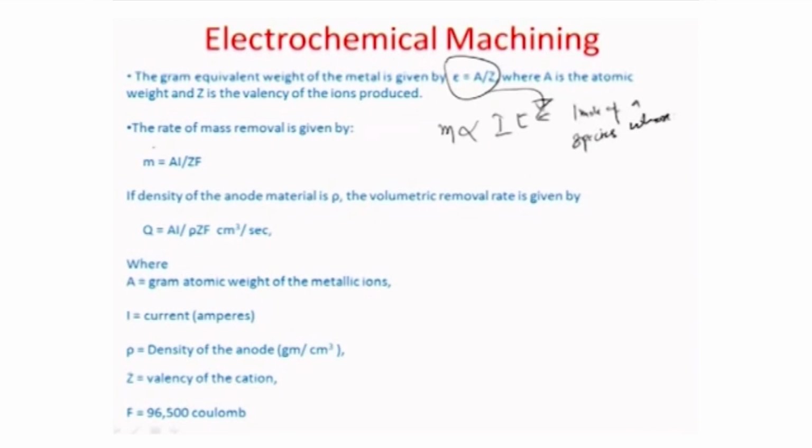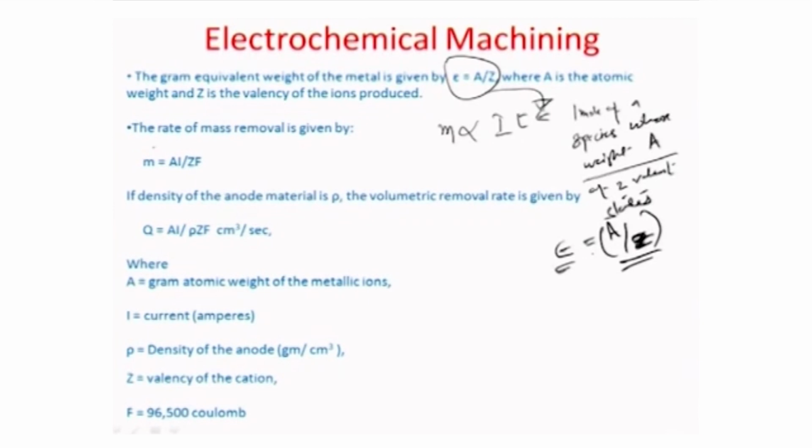whose weight is the atomic weight A, of a valency Z. So, of Z valent states would have an equivalent weight epsilon of A by Z. That means it is something like the amount of charge which would be needed to remove so much amount of weight. So, it gives an indication of that.